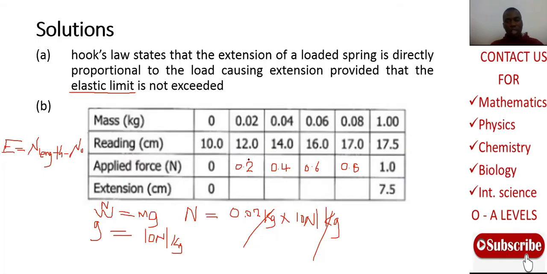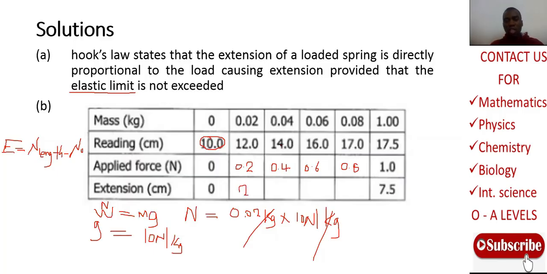So in this case, we are saying the original length is 10 here, because notice that before anything was put, the reading was 10, meaning this is the original length of the spring. So the new length in this case, after they put a 0.02, the new length became 4.0. So to find this value, we are simply saying 4 minus 10, and we find the value is 2.